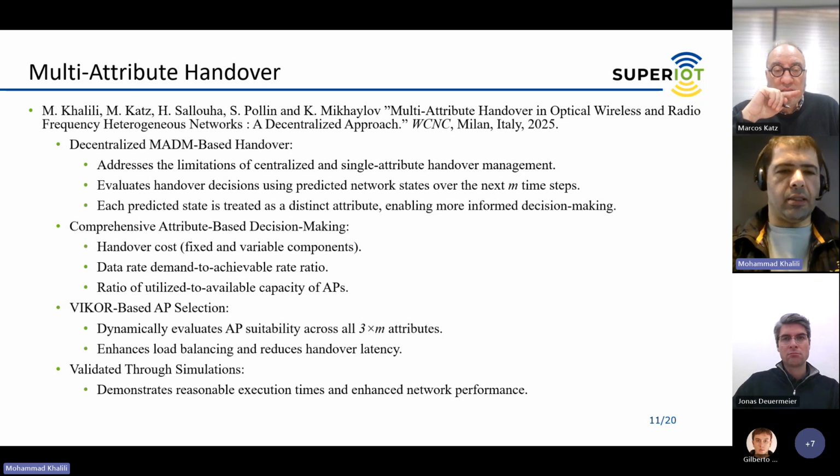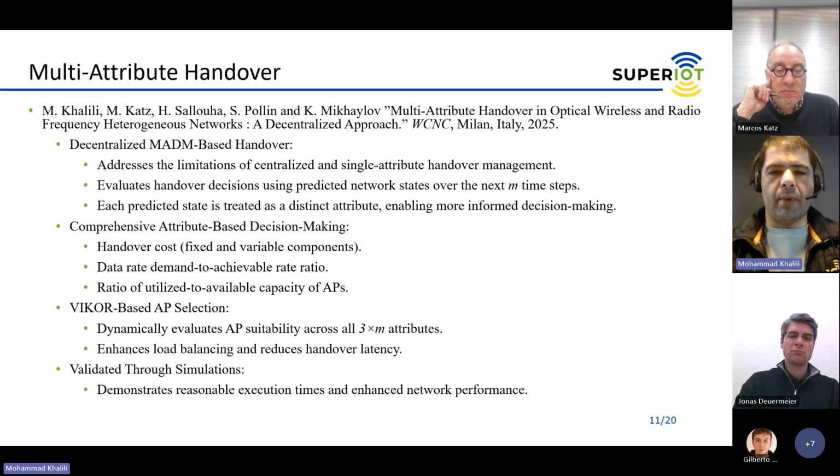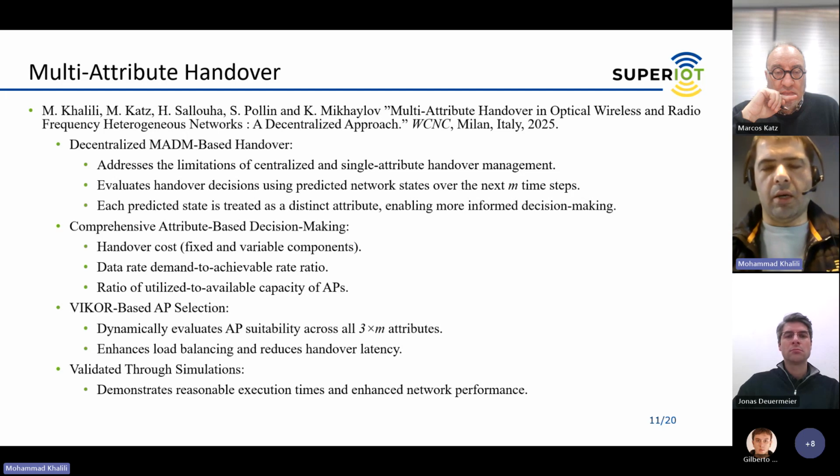Also, we validated this approach via simulation, and our results show that this algorithm has reasonable execution time, and our performance metrics improved in terms of handover cost and data rate balancing, and it provides good results. I'm going to present this paper very soon in Milan, Italy, at WCNC 2025.